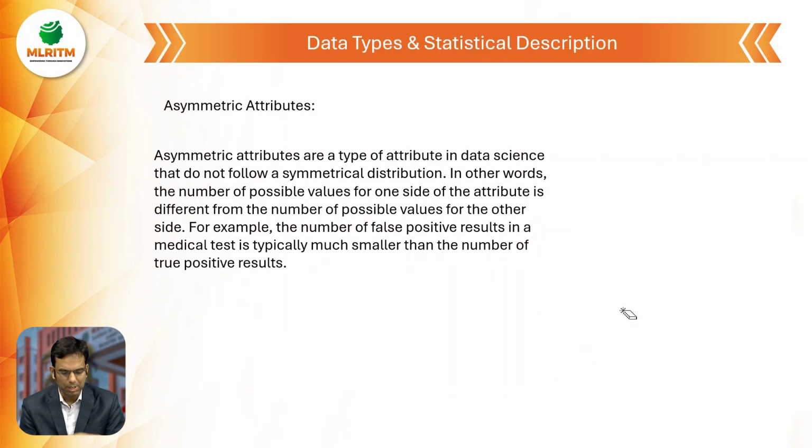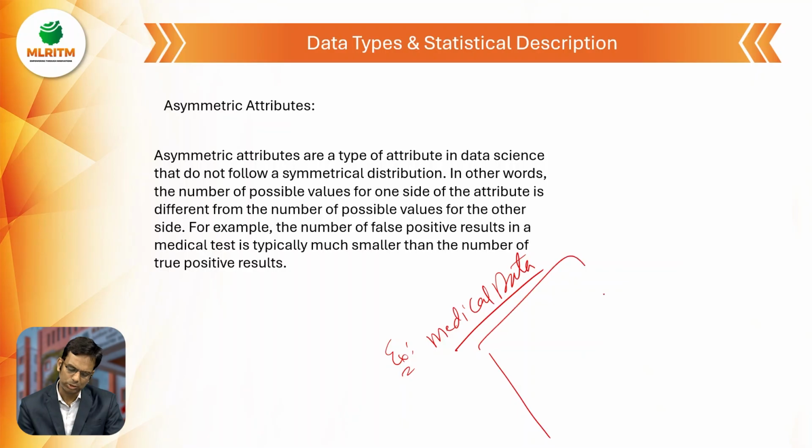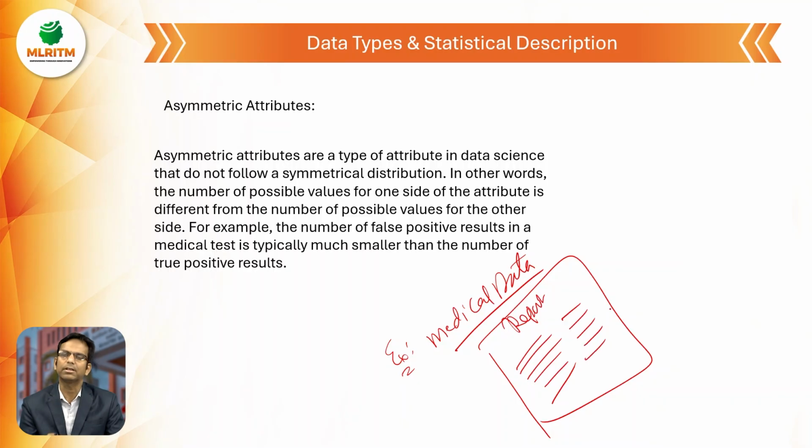Okay, next we have asymmetric attribute. An asymmetric attribute in data science works with various types of values. For example, positive value, negative value. If you look at some data, we will take one example here. The example is medical data. I am selecting medical data. In this medical data, what happens? While you have given a sample of blood, the entire report can be displayed in a specific format.